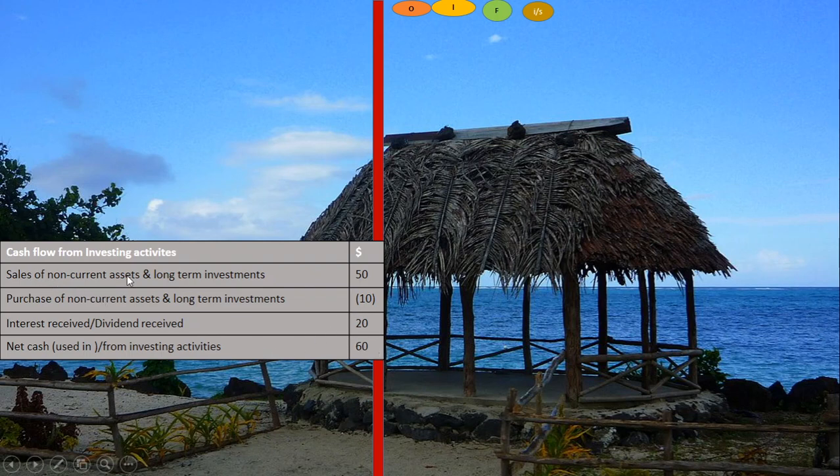So just remember, non-current assets and long-term investments are part of the investing activities. Now when you talk about non-current assets, those are your both tangible and intangible assets like plant and machinery, your furniture and fixtures, vehicles. If you talk about intangible assets, it could be goodwill, patent, trademark, copyright, etc.